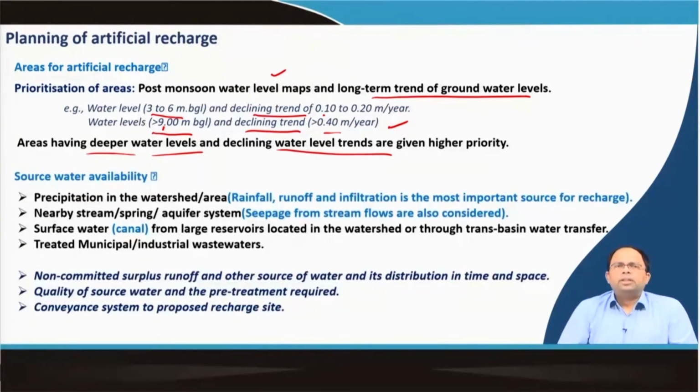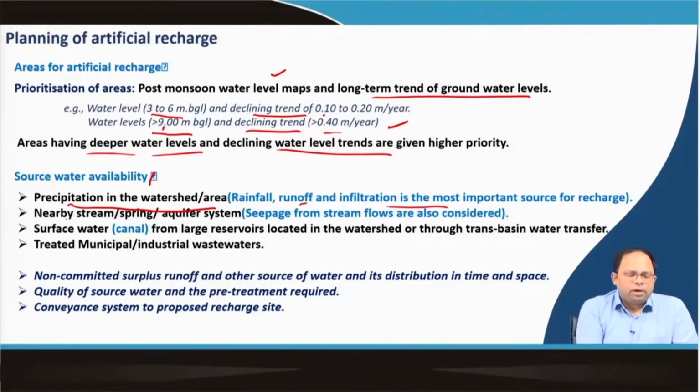Then we have to make sure that source water is available. That means, for recharging, there has to be water using which we can do this artificial recharge. So, where will we get this water? The main water that we will use is precipitation in the watershed area. In that particular catchment area or watershed area, we take the precipitation that falls, that is rainfall, and eventually the runoff that happens, and we need to capture this and then use it for infiltration. This is primarily the main source for artificial recharge.